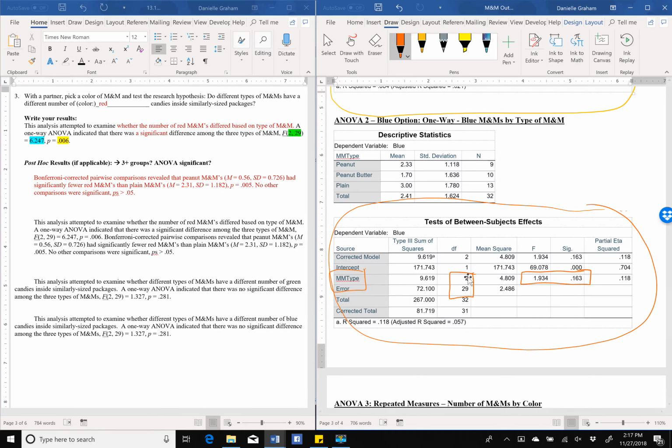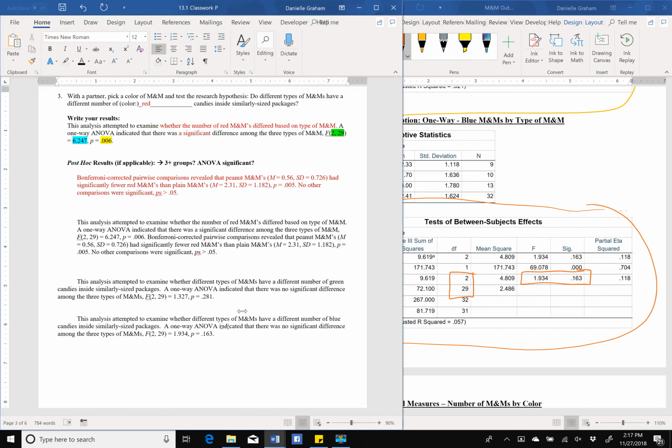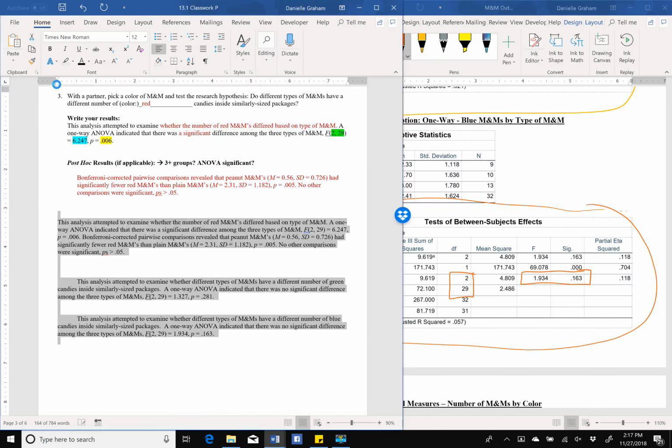So a one-way ANOVA indicated, in this case, p is 0.163, so also not significant, among our three types, F of 2 and 29, that actually stays the same in this case. F equals 1.934, and p equals 0.163. So these are our final three write-ups.